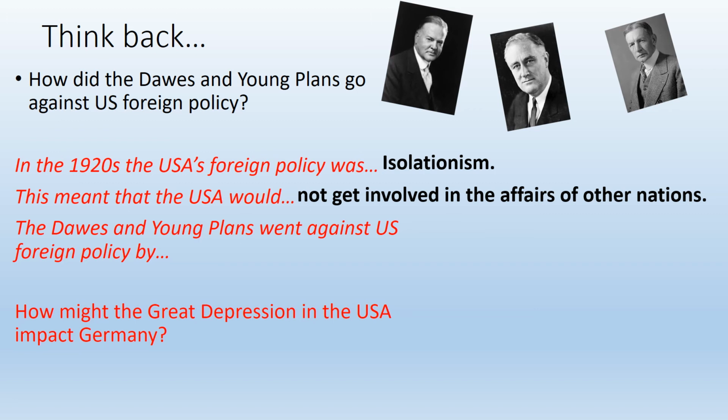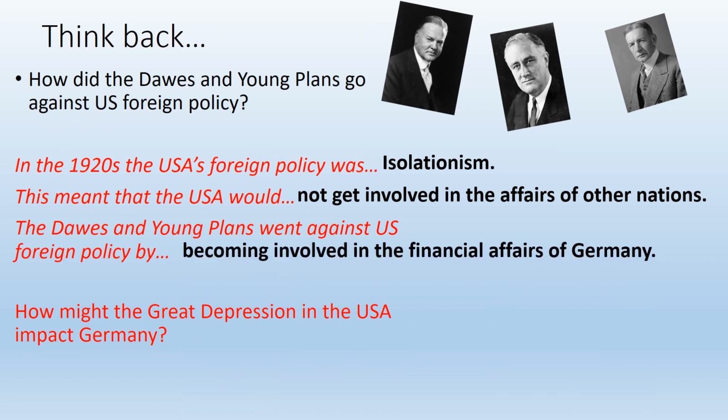The Dawes and Young plan, therefore, went against USA foreign policy by becoming involved in the financial affairs of Germany. They did the thing that they said they would not do, and that's getting involved in other countries' business. Now let's think of the Great Depression. We know that in October of 1929, it's going to hit America quite hard. So how will this impact Germany?